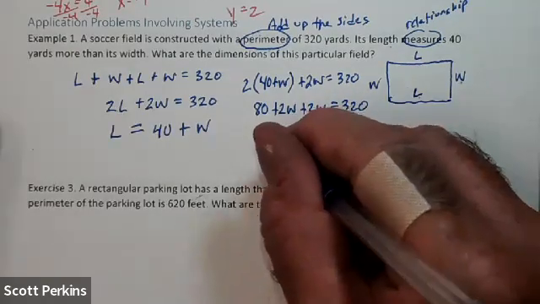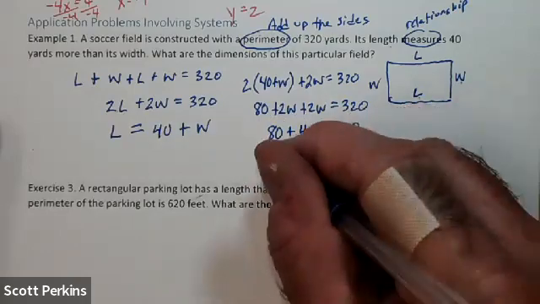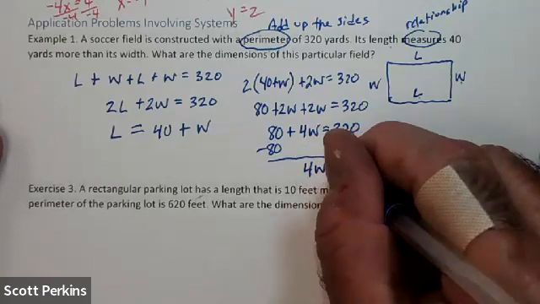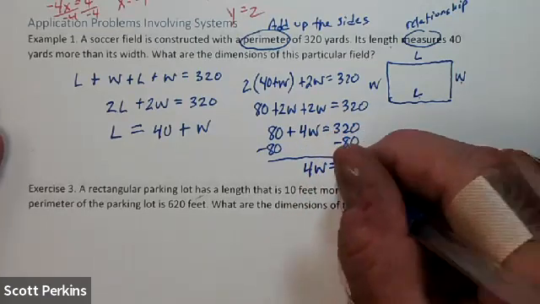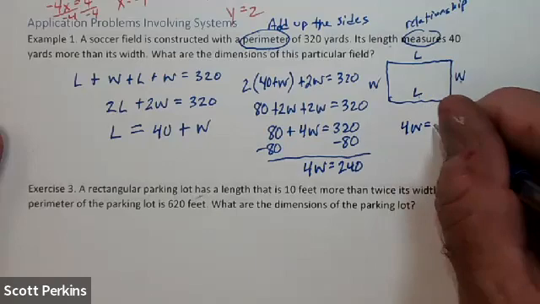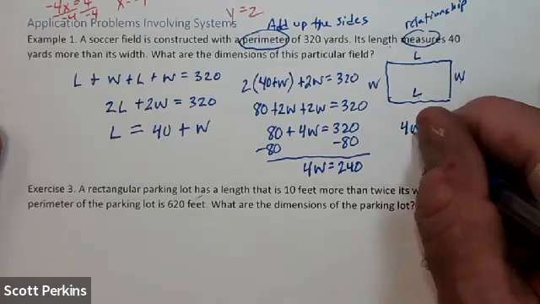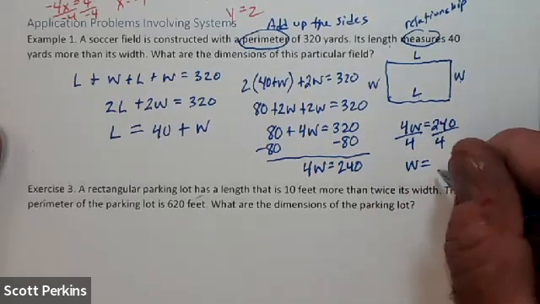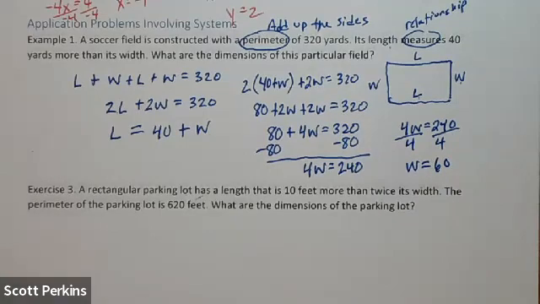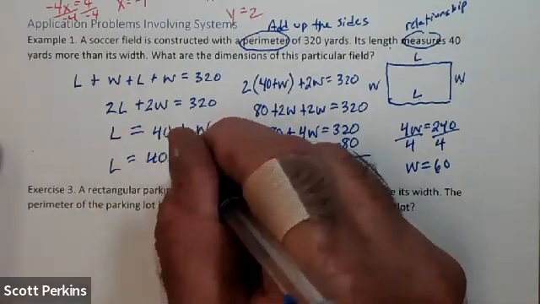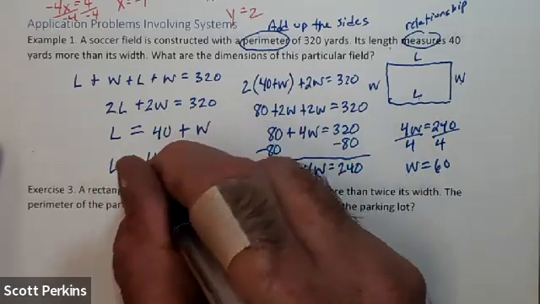I'm going to subtract 80 from both sides. 4W is equal to 320 minus 80. I believe the calculator will tell me that's 240. And when I divide both sides by 4, I get that W, which is what I have used for width, is 60. Second to last thing to do, I'm going to take that W of 60. I'm going to come over here and say, okay, L is 40 plus W, 40 plus 60, L is equal to 100.